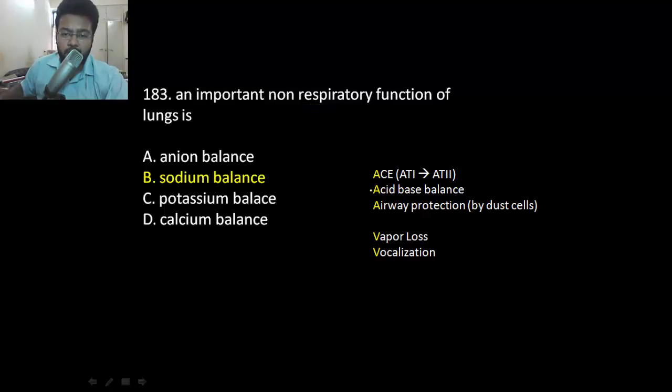The other ones are acid-base balance, and airway protection by dust cells. These are the macrophages of the respiratory system. Vapor loss and vocalization as well.